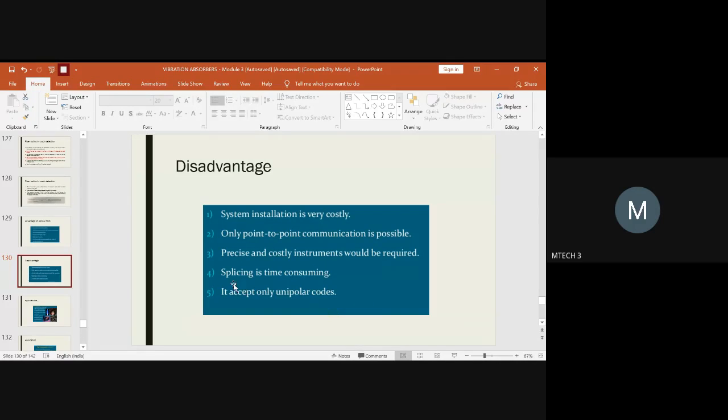And lastly, when you propagate the channel with different codes, it usually accepts only unipolar. It does not accept bipolar or multipolar codes. So it is only point-to-point communication associated with unipolar codes. That is again a disadvantage. It is time consuming and hence takes a large period of time, and hence also the installation cost is high, as well as the instruments needed to make a smart structure using optical fibers are comparatively higher. So these are the disadvantages.